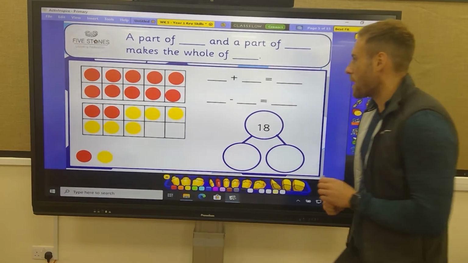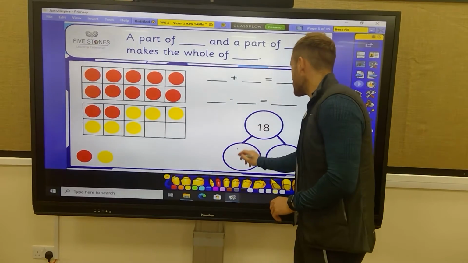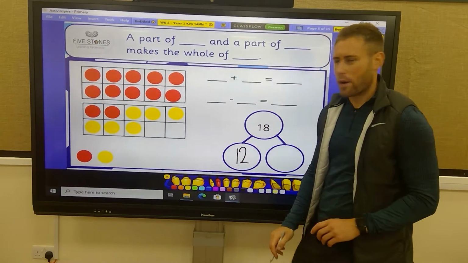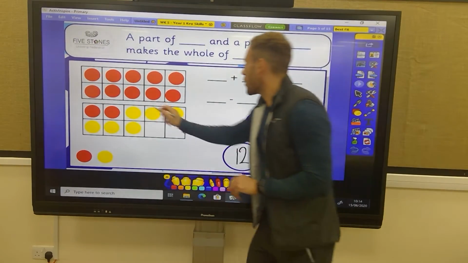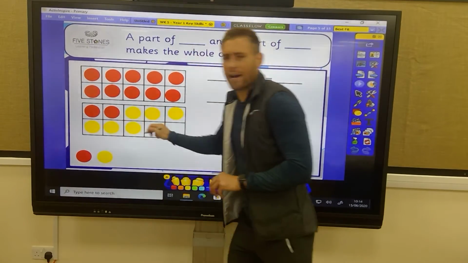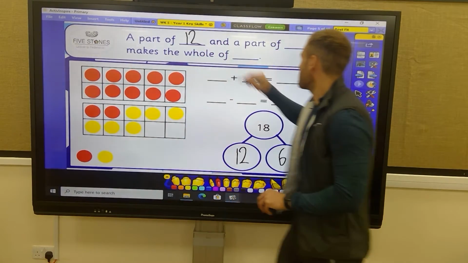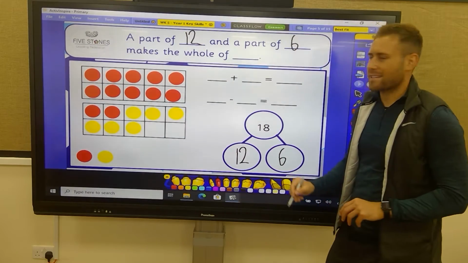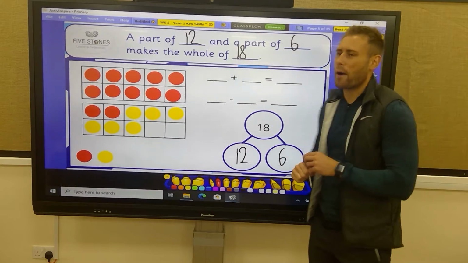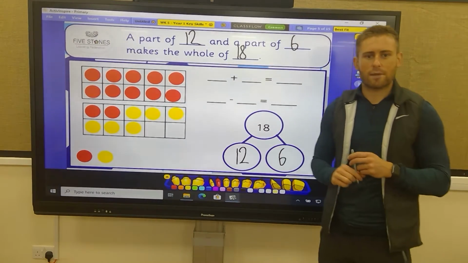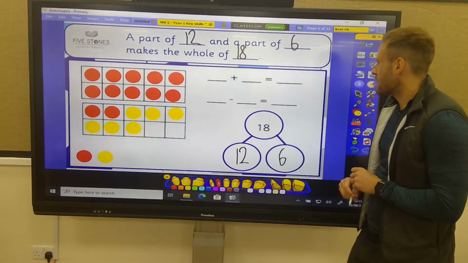Great, so our red part we've got, yes, we've got 10, 11, 12. So we've got a part of 12. And we've also got a part of, oh, I can see 3 and 3. Double 3 is 6. Should we check? 1, 2, 3, 4, 5, yes, 6. So we've got a part of 12 and a part of 6 makes the whole of 18. Your turn, you say that. A part of 12 and a part of 6 makes the whole of 18. Great, and you might have this number sentence then.